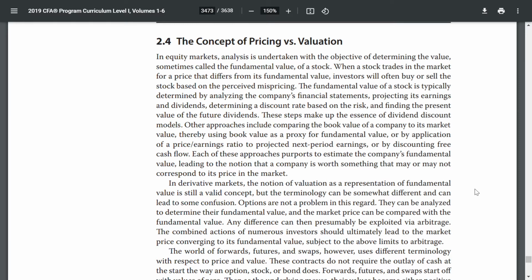Other approaches include comparing the book value of a company and its market value, thereby using book value as a proxy for fundamental value, or applying price/earnings ratios to projected next period earnings, or discounting free cash flows. Each of these approaches purports to estimate the company's fundamental value, leading to a notion of what a company is worth, something that may or may not correspond to the price in the market.